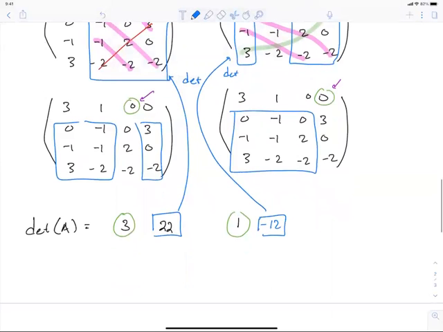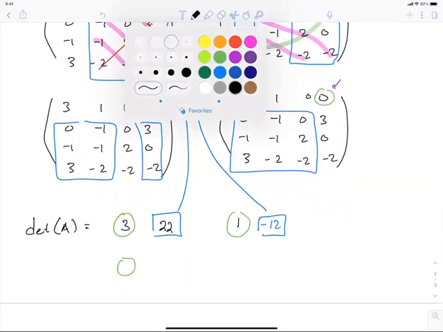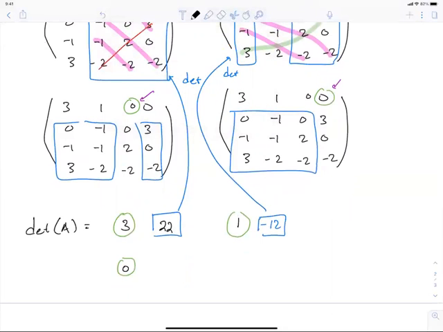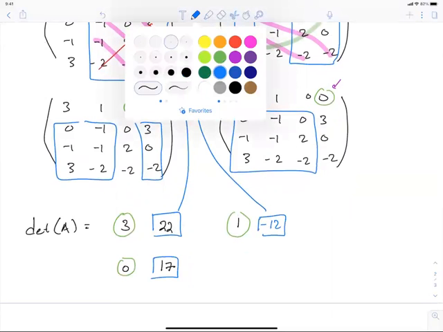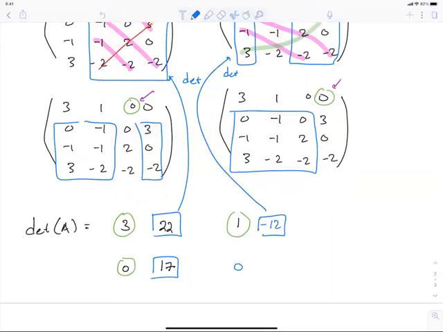All right, and then we're also going to have 0. For the sake of brevity, I'll just tell you that this determinant turns out to be 17. Again, we don't actually have to compute it because it will get zeroed out when we multiply it by 0. And similarly, we have a 0 here. And that one turns out to be multiplied by minus 4.